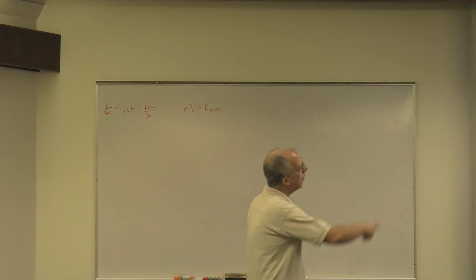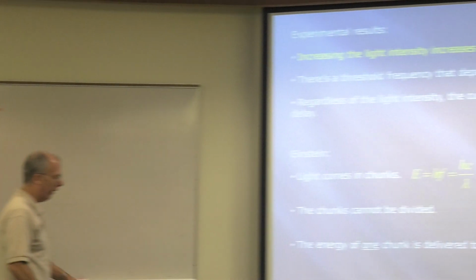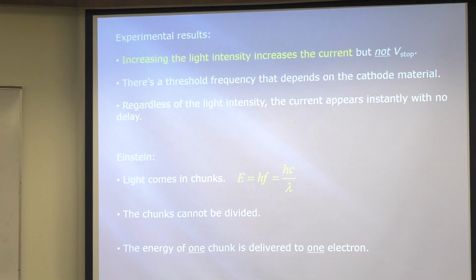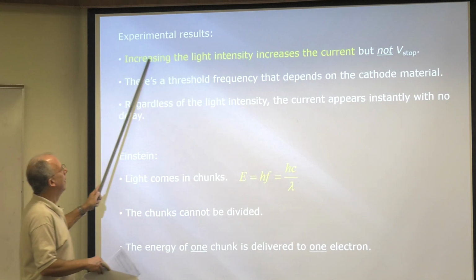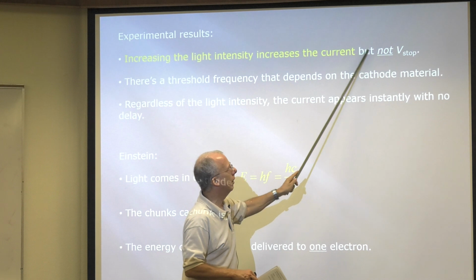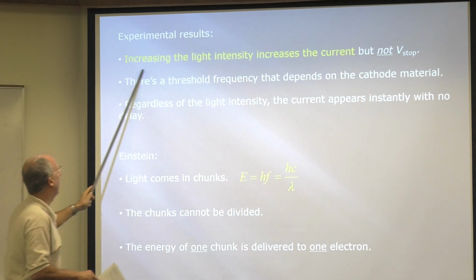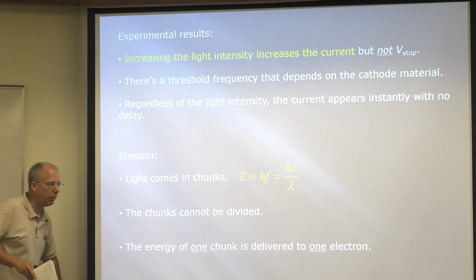Number one, increasing the light intensity increases the current. Well, that's simple. When you increase the light intensity, you're just getting more photons per second. Every photon, if the frequency exceeds the threshold, emits an electron. So if you have more photons per second, you have more electrons per second. In other words, you get a greater current.